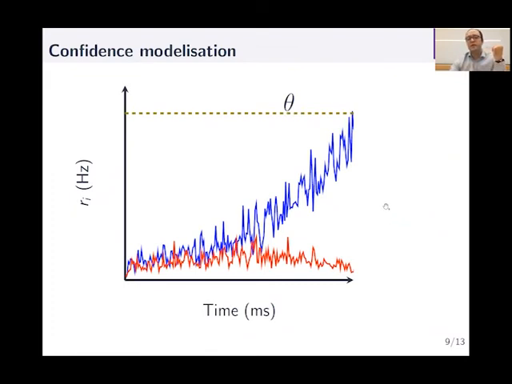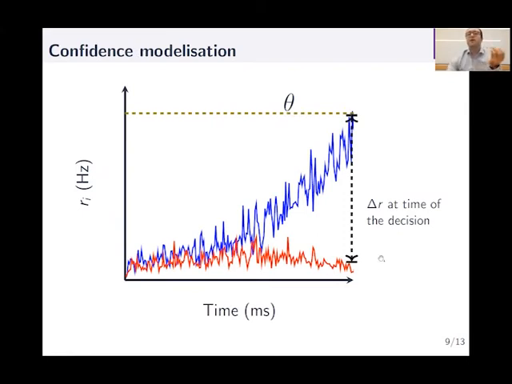And you can note that once the blue population, the winning one, reaches this decision threshold theta, you have a specific difference of activity between the winning and the losing population. Because of the stochasticity of the dynamics, this difference is not going to be the same for all the trials, depending on the difficulty of the task and other parameters. What I'm going to say is that the reported confidence of the participant is simply a function of this difference of activity at the time of the decision.